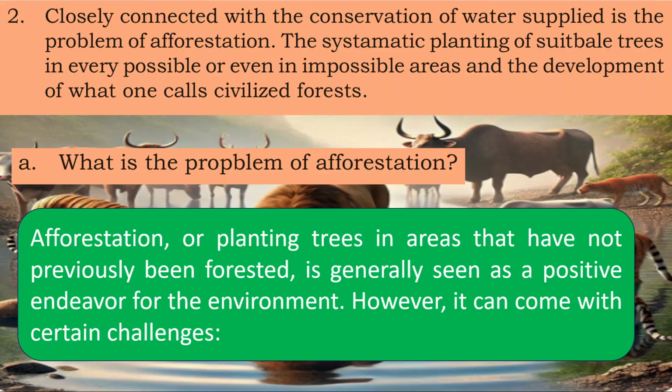2. Closely connected with the conservation of water supply is the problem of afforestation. The systematic planting of suitable trees in every possible or even in impossible areas and the development of what one calls civilized forests. A. What is the problem of afforestation? Afforestation, or planting trees in areas that have not previously been forested, is generally seen as a positive endeavor for the environment. However, it can come with certain challenges.